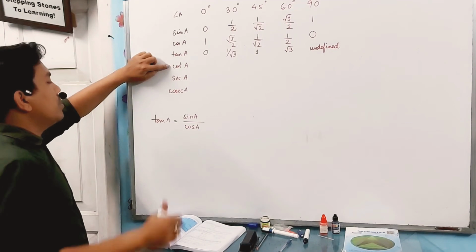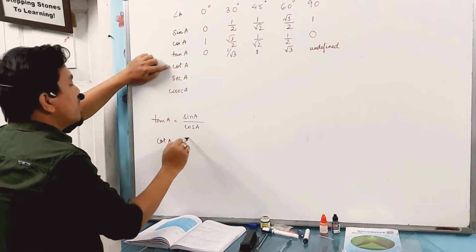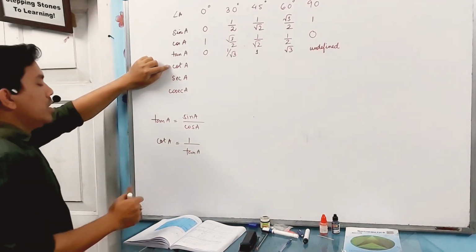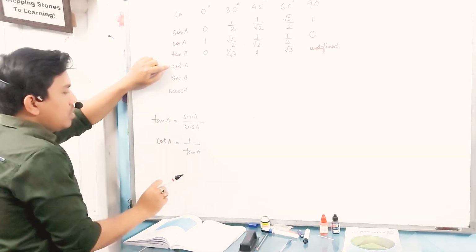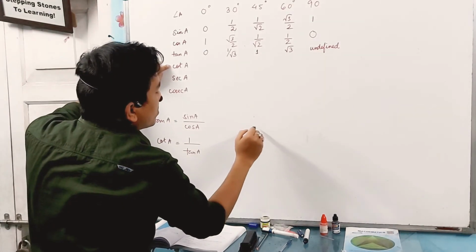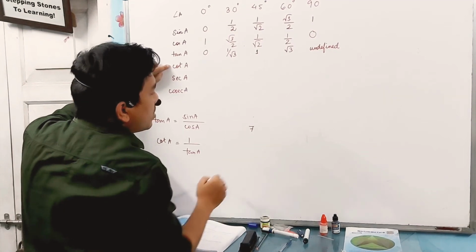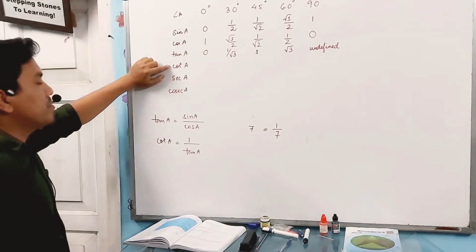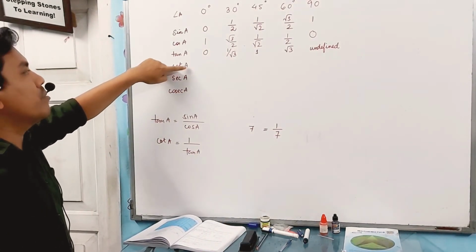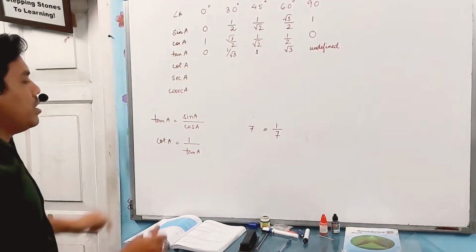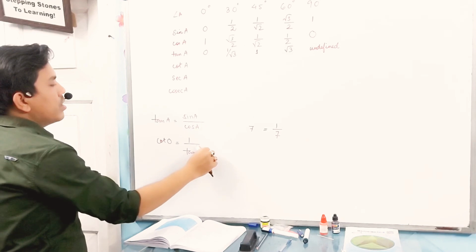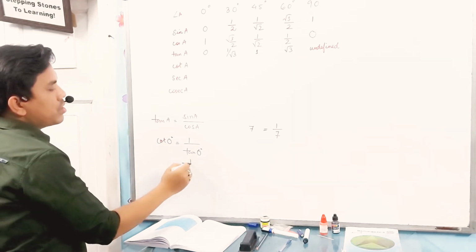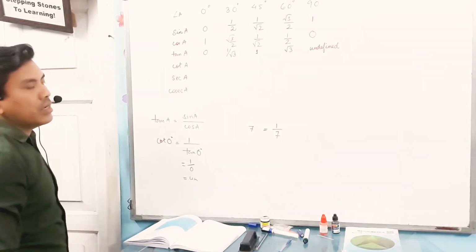Now cot A is the reciprocal of tan. If I ask you to find out what is the reciprocal of 7, you will say 1 by 7. In that same way, cot 0 will be equal to 1 by tan 0. What is tan 0? Tan 0 is 0. So 1 by 0 will be undefined. Understood or not? Okay.